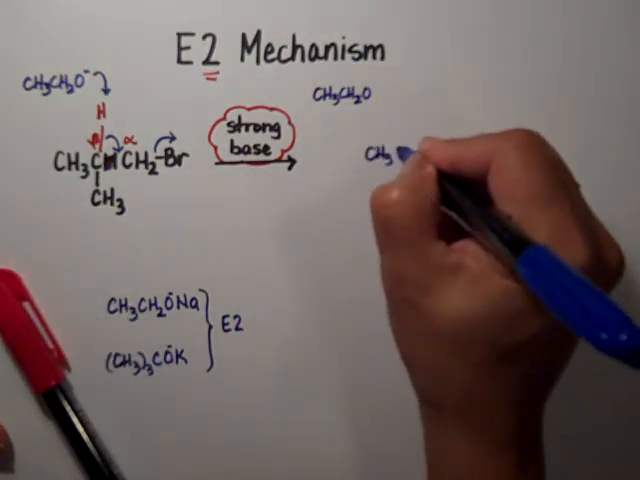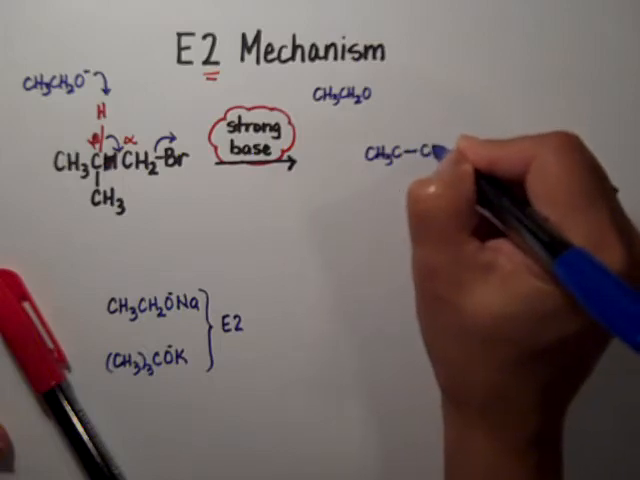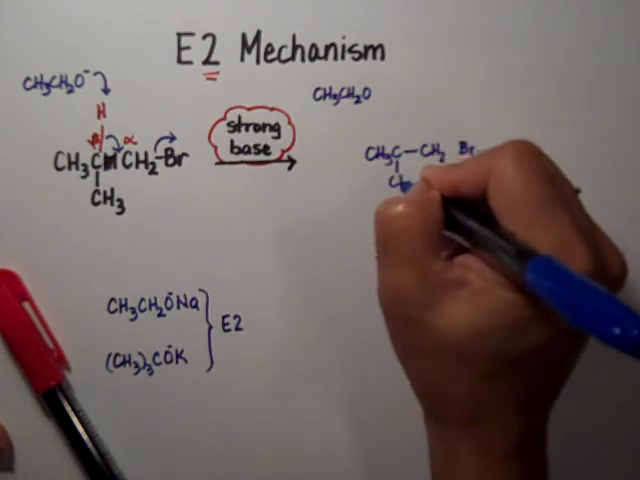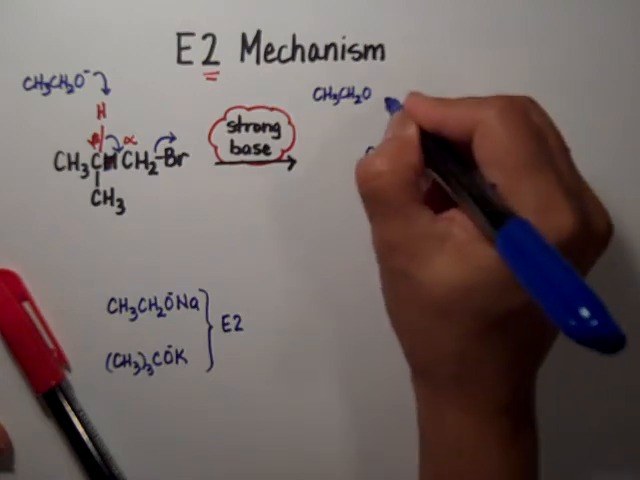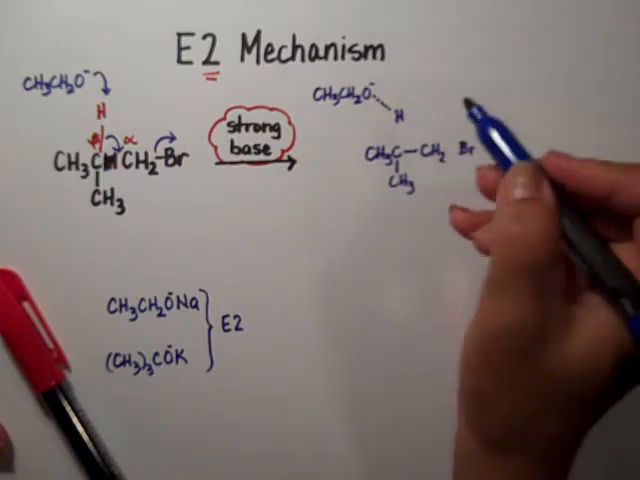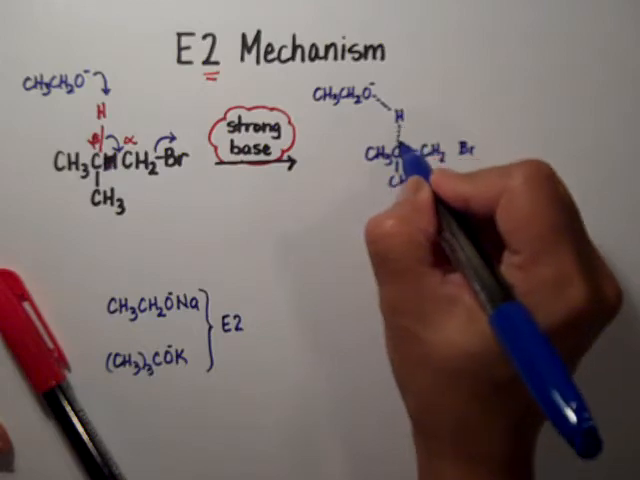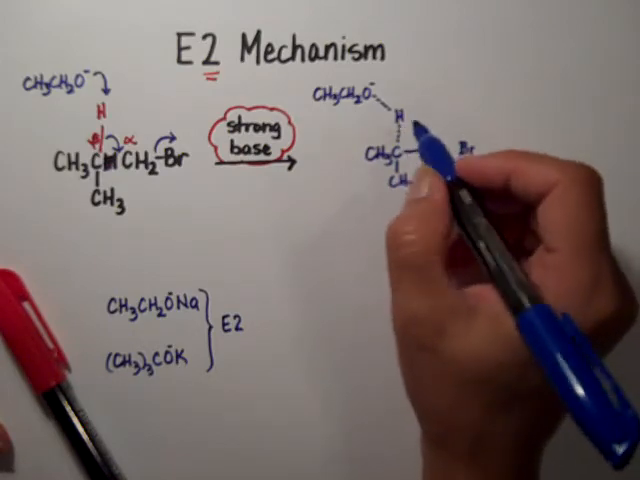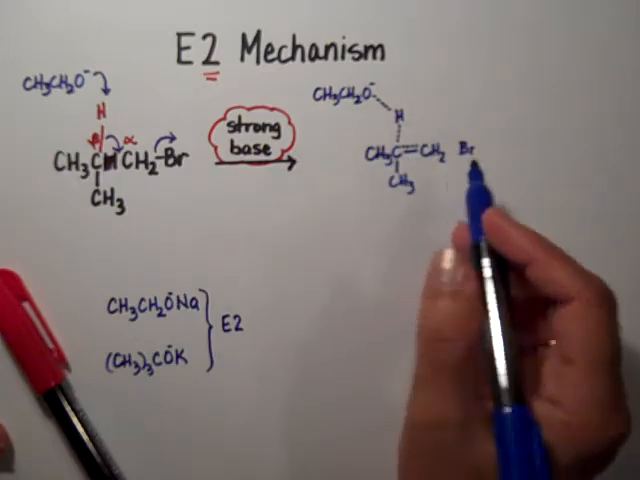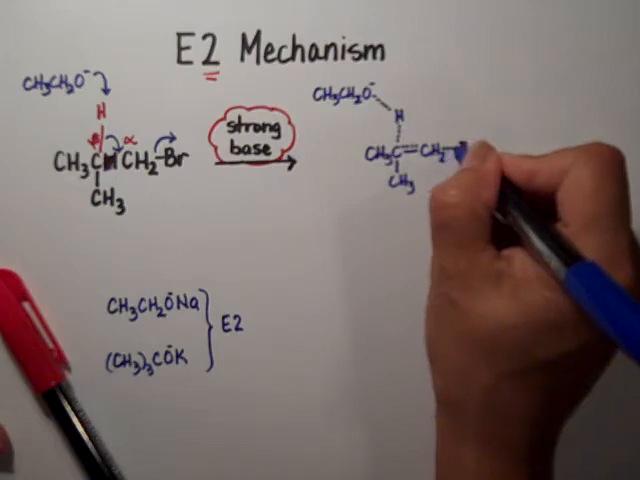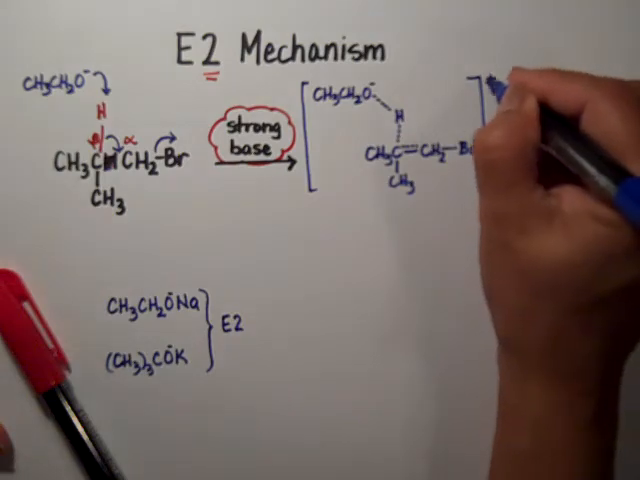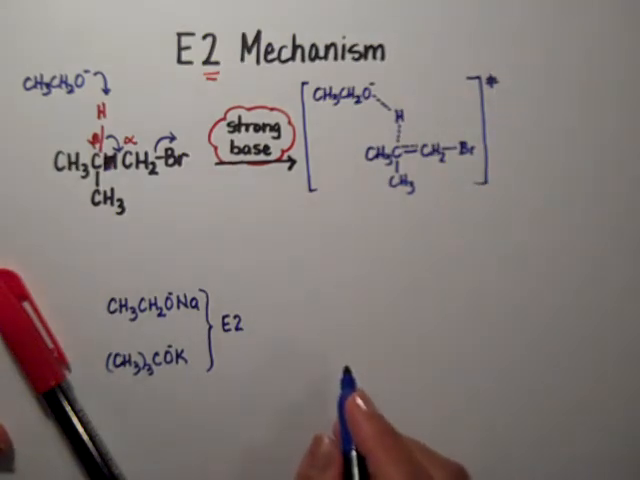If you're making a bond, you are going to put dotted lines. If you're breaking a bond, you're also going to make dotted lines. So we are making a bond between the negative oxygen, the alkoxide oxygen, and the hydrogen. We're breaking the bond between the carbon and the hydrogen, and we're using those electrons to double the bond between the carbons. And at that same time, I'm also breaking the bond to the leaving group. So this right here is a transition state for the E2 mechanism.